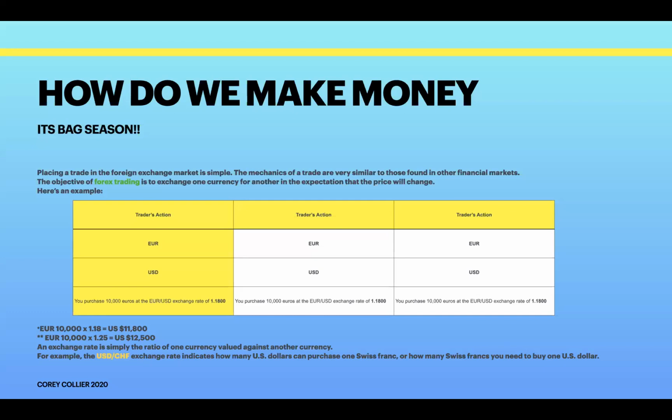You purchase 10,000 euros. I'm down here at the very bottom of the trade action, actually. Oh my gosh, I messed that up. My chart's messed up, guys, so I need to correct that. So down below that, you purchase 10,000 euros at the EUR/USD exchange rate of $1.18. Let me get this correct, actually.